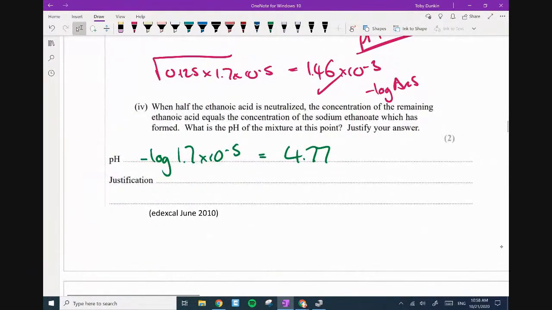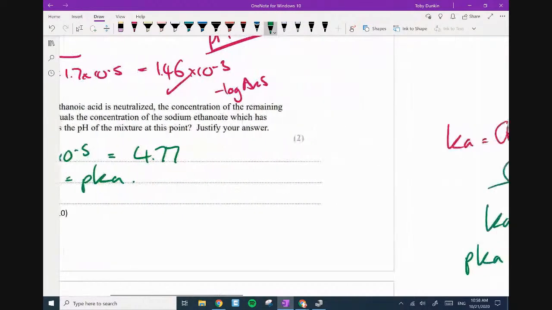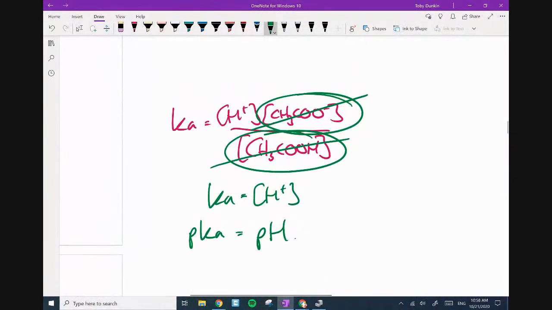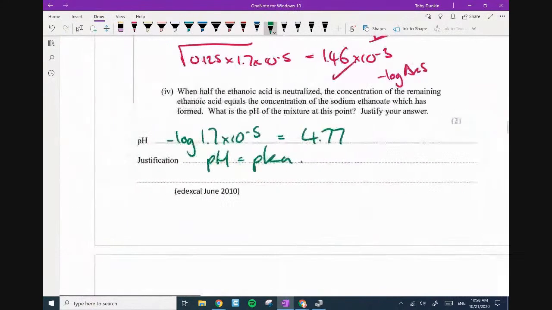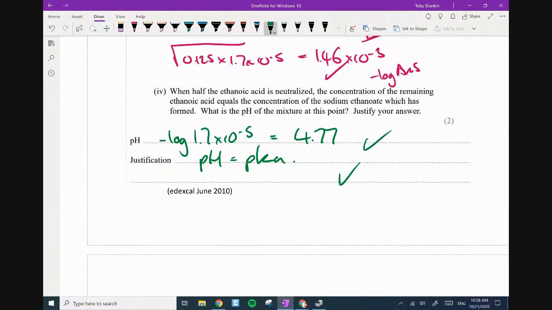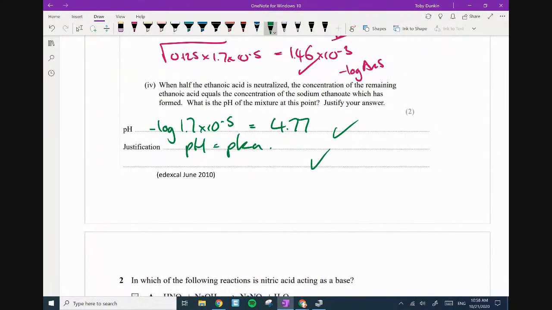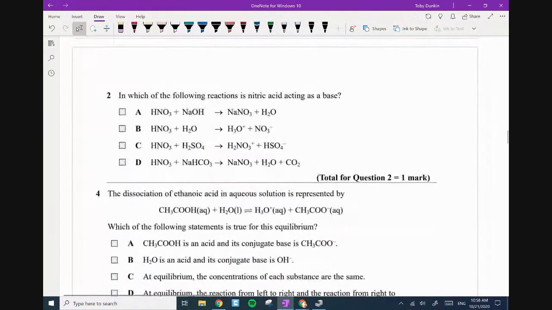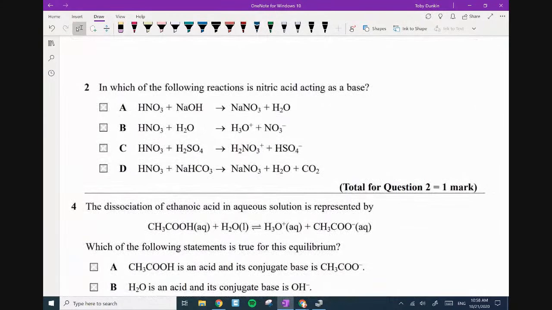I'm just going to say pH will equal pKa. That's the justification. It's literally me having run that. So that's my answer. That's really clever. Love that. If you want to check the mark scheme with June 2010, you can, but you don't need to because I'm awesome. In which of the following reactions is nitric acid acting as a base?